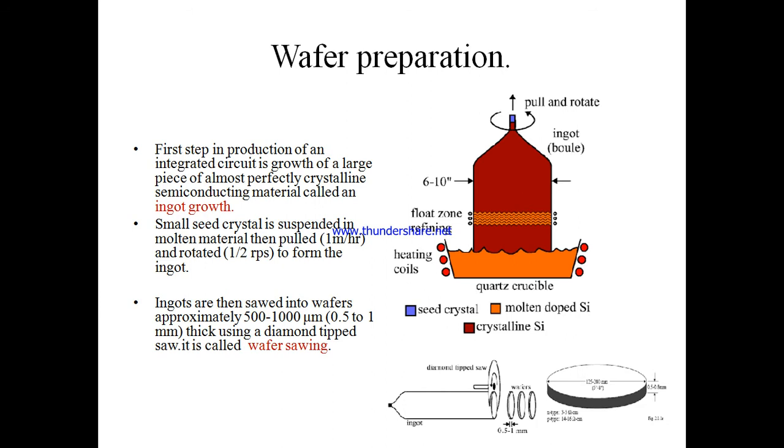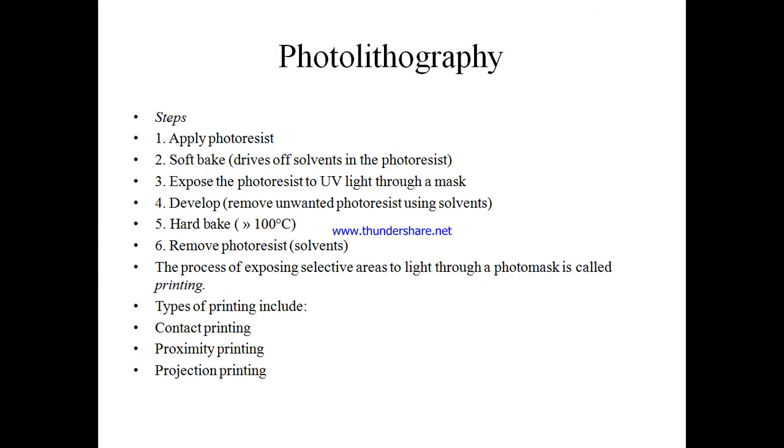Slicing into wafers is usually carried out using internal cutting edge diamond blades. Wafers are usually between 0.25 mm and 1.0 mm thick, depending on their diameter. Ingots are then sawed into wafers approximately 500 to 1000 micrometers, that is 0.5 to 1 millimeter thick, using a diamond tipped saw. It is called wafer sawing.